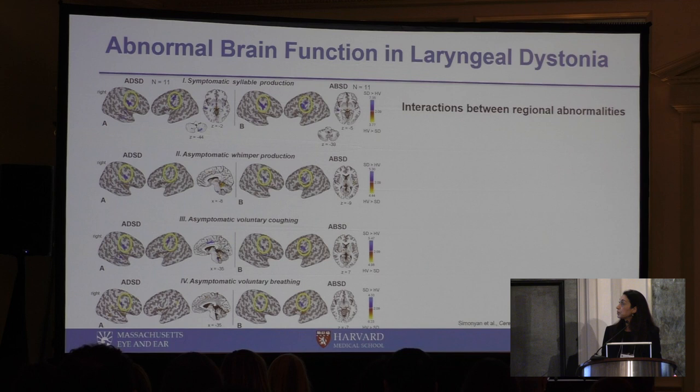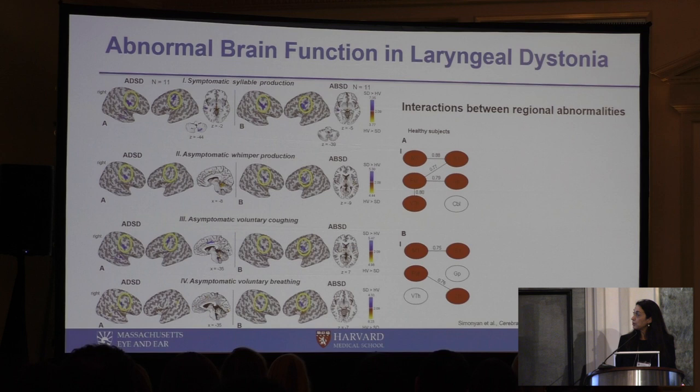We also looked into how these regional abnormalities interact or don't interact with each other. And coming from healthy subjects, we constructed so-called local networks where we looked at how, for example, motor cortex interacts with sensory areas, with basal ganglia, with cerebellum, and so on.